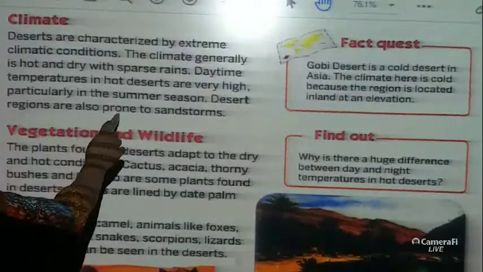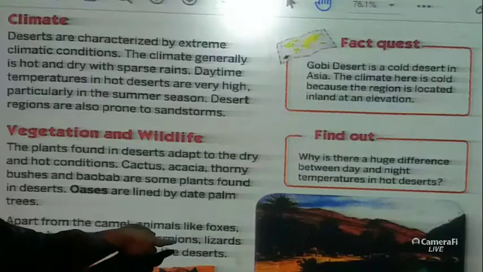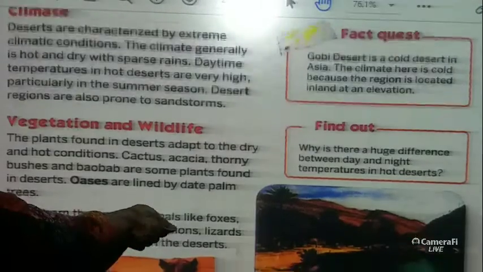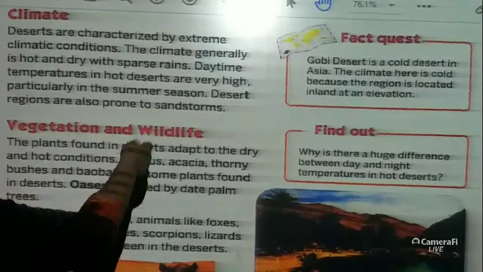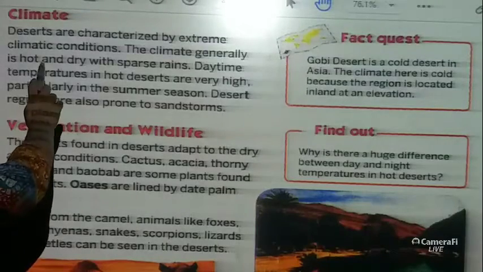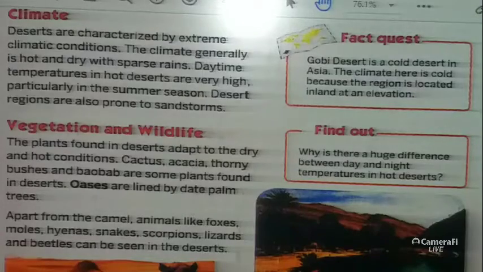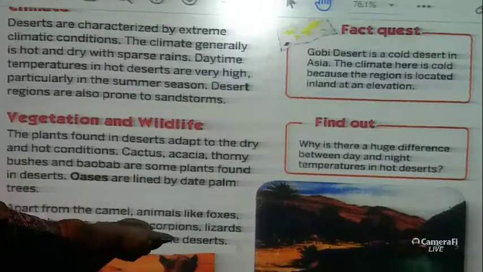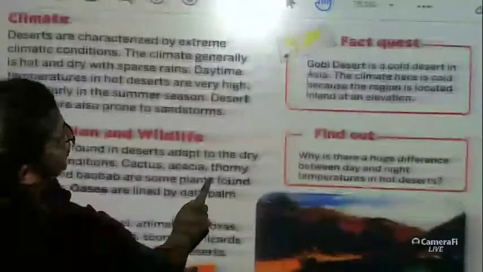Desert regions are also prone to sandstorms. Just as elsewhere we have storms, here they have sandstorms because sand is everywhere and all around them. Okay? So what kind of climate do they have? They have extreme climatic conditions, very hot and dry, with very little rainfall. And also they have sandstorms.